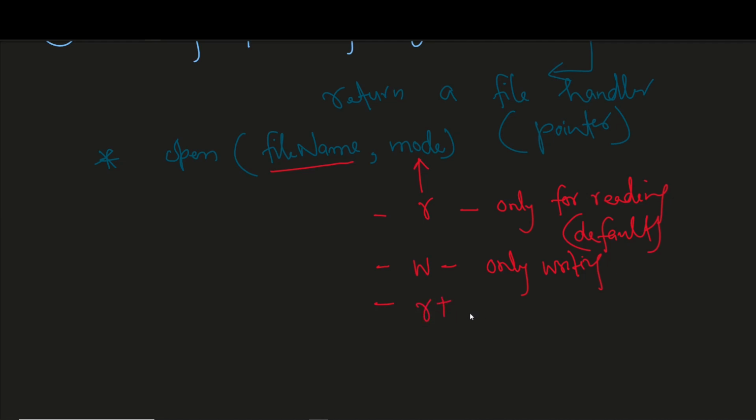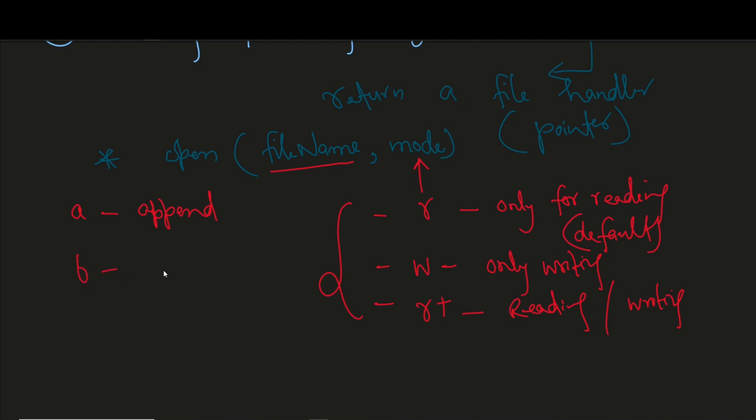Another is r plus. In case of r plus, you can do reading as well as writing. Both these things can be done in this mode. So these are three modes. There are some other modes. One is a, which is called append. In this case, the previous file will not be overwritten and it will only append the text to the previous file.